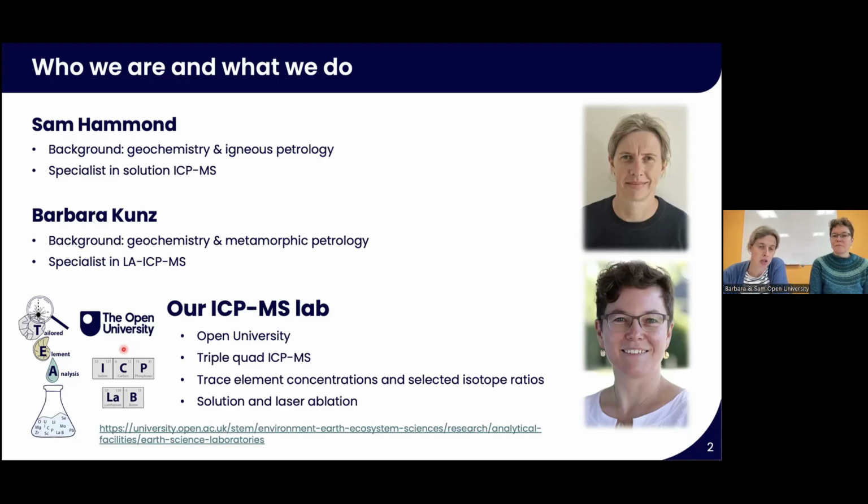And we use both a solution introduction and a laser ablation system that we've got as well. We mostly focus on the analysis of geological and environmental materials or environmental samples. We work with students and academics here at the Open University, but we also do quite a bit of work with visiting collaborators who come to use our lab to do work with us. So that's the setup of our lab.